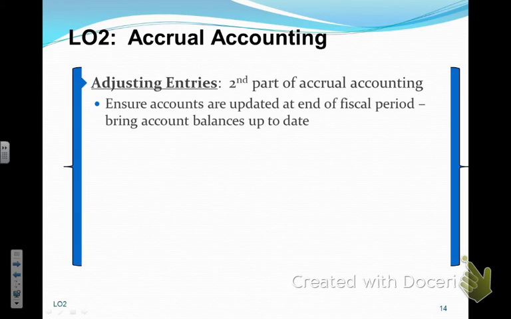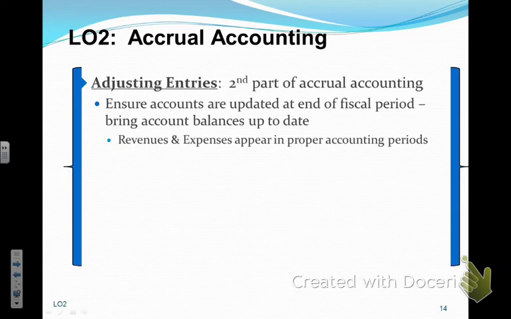Adjusting entries are the second part of the accrual accounting process. They ensure accounts are updated at the end of a fiscal period to bring any account balances up to date. Those transactions that span cutoff periods must be adjusted or allocated to the proper accounting periods. So a prepayment of 6 months office rent has to be adjusted on a monthly basis to accurately reflect in the financial statements that we've used up that prepaid asset over that period of time.